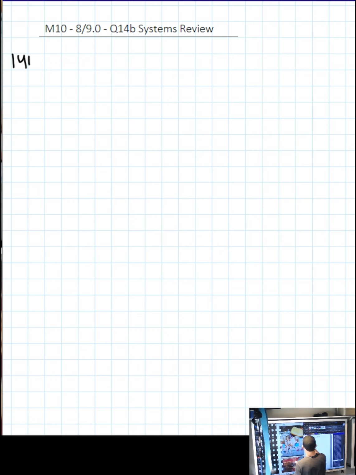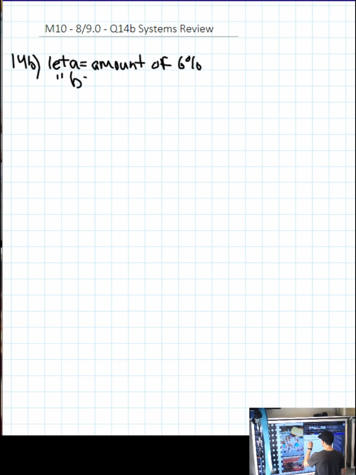Okay, 14b. If you mix 6% alcohol with 8% alcohol, how much of each would you have to mix to have a total of 10 liters at 7.4% alcohol? So let A equal the amount of 6% and let B equal the amount of 8%. So we know that we need a total of 10, so A plus B equals 10.